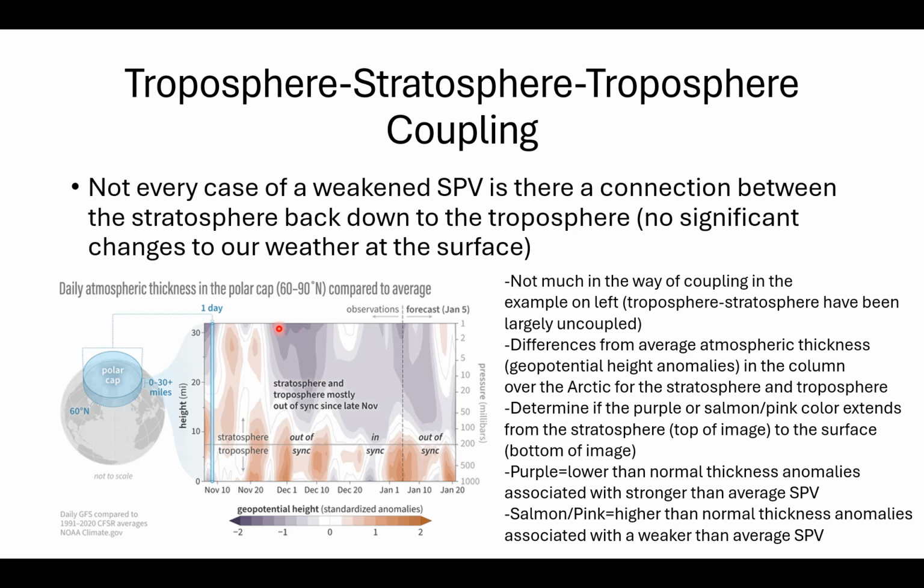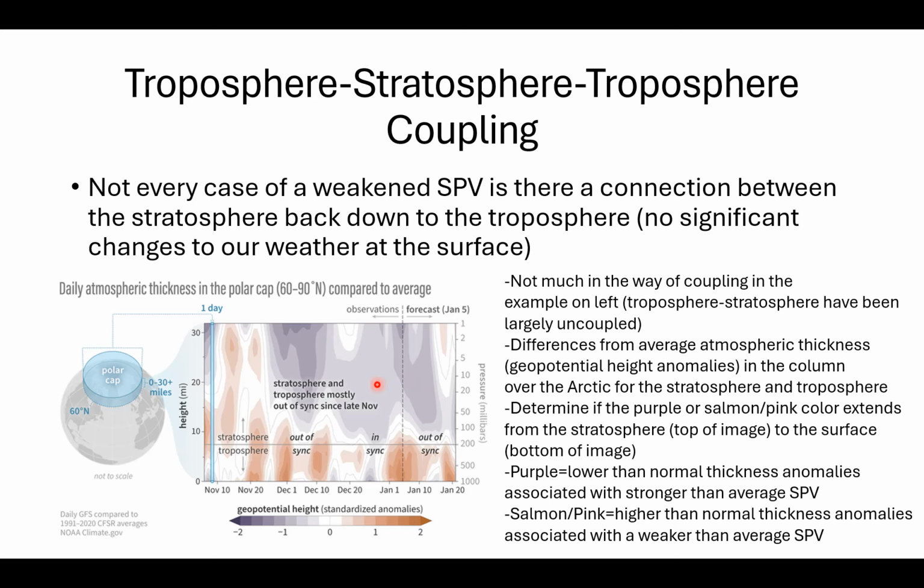Over here on the diagram on the left, there's not much in the way of coupling in this example. You see that, when you see the words out of sync, that indicates there's no coupling between the stratosphere up above here and the troposphere here in the lower portion of the diagram.